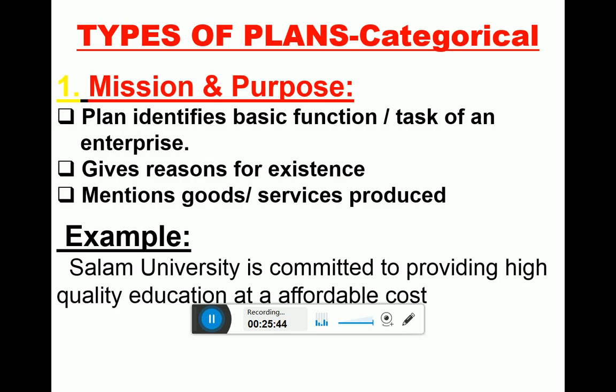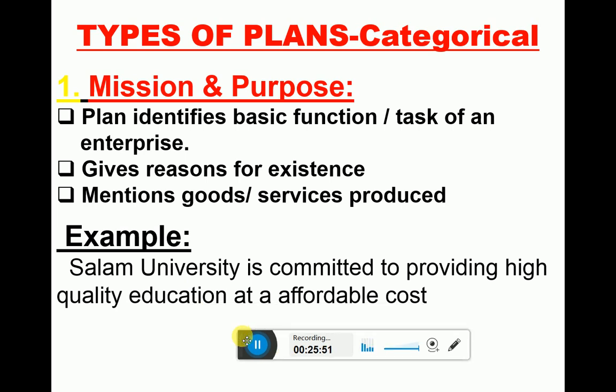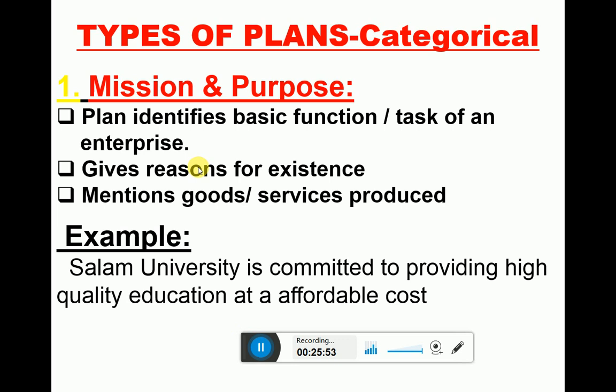Now types of plans, let us look categorically. First we looked dimension-wise, now we look categorically. Number 1: mission and purpose. What is mission and what is purpose? The plan identifies basic functions and tasks of an enterprise, gives the reason for existence, and mentions the goods and services produced. Simply stated, the mission of the organization.